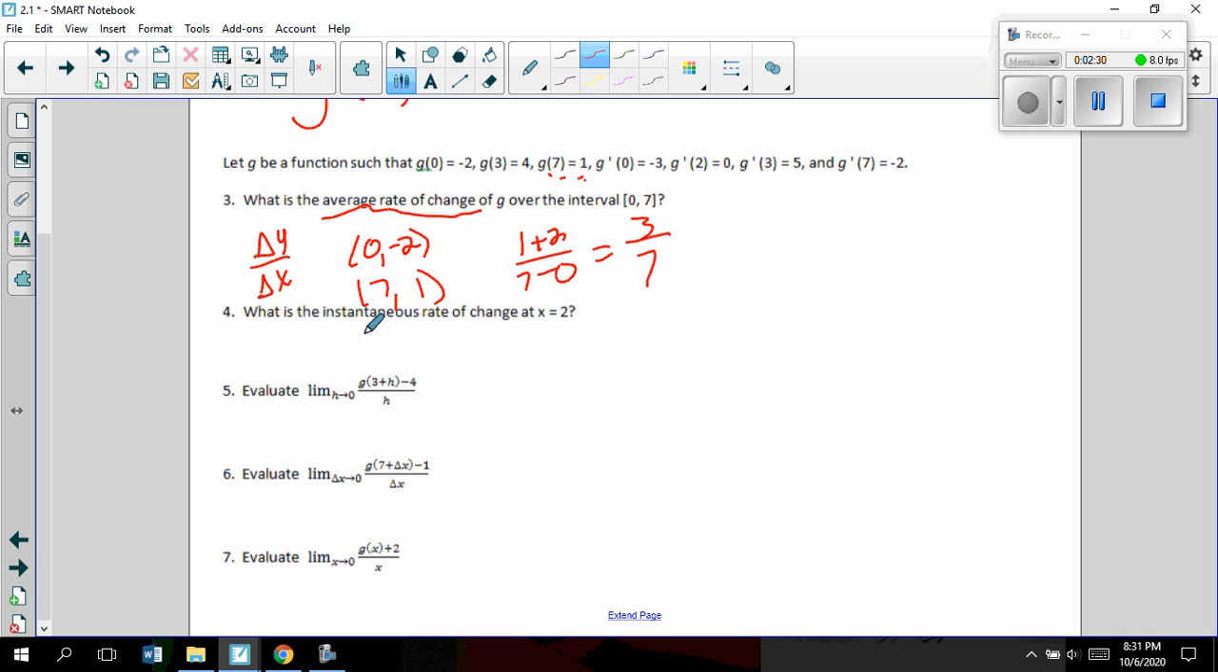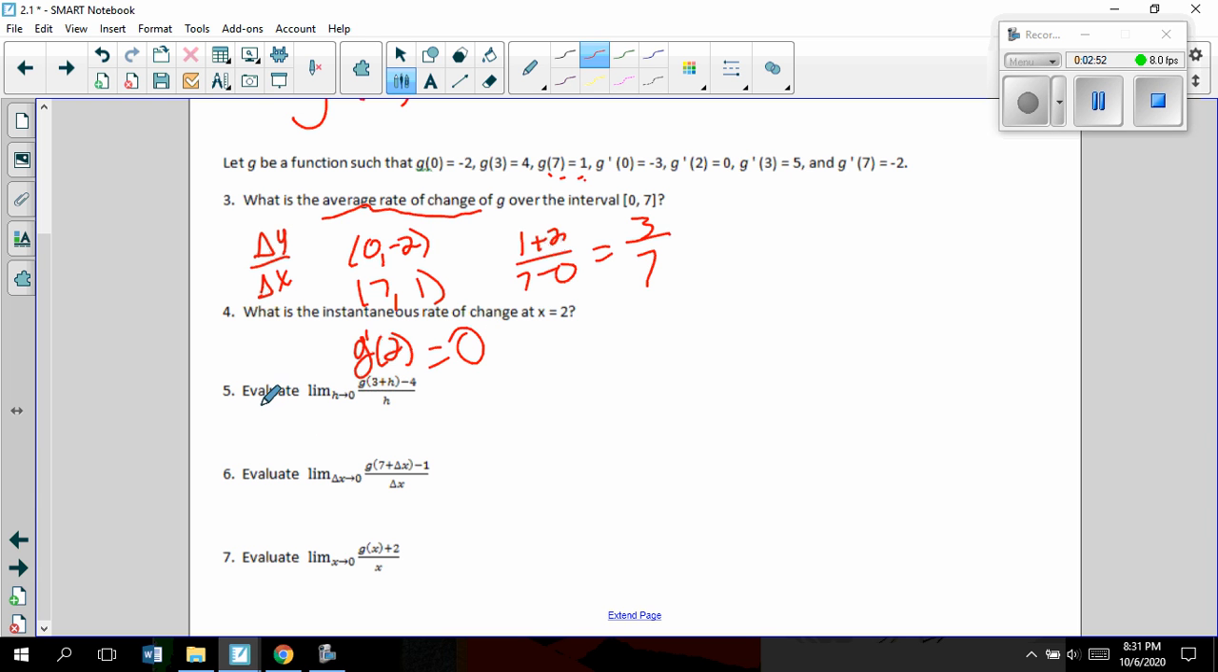Now, if we're talking about the instantaneous rate of change, that's a derivative. I want it at 2, and I can see G is everything about here. So G prime of 2 is what that means. I go on my list, and I start looking for G prime of 2. That is 0.